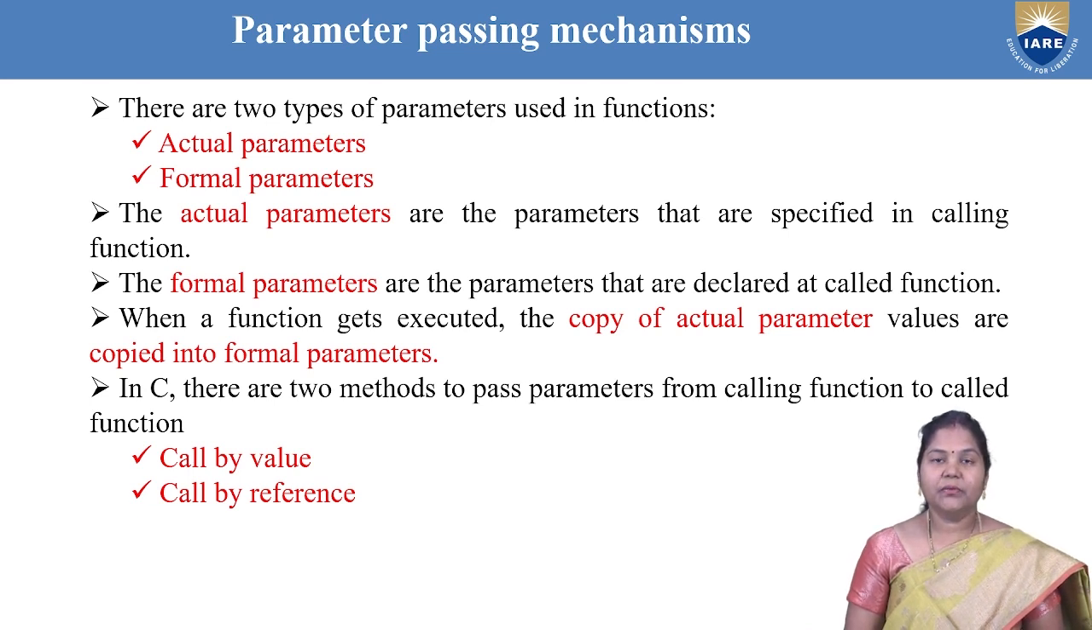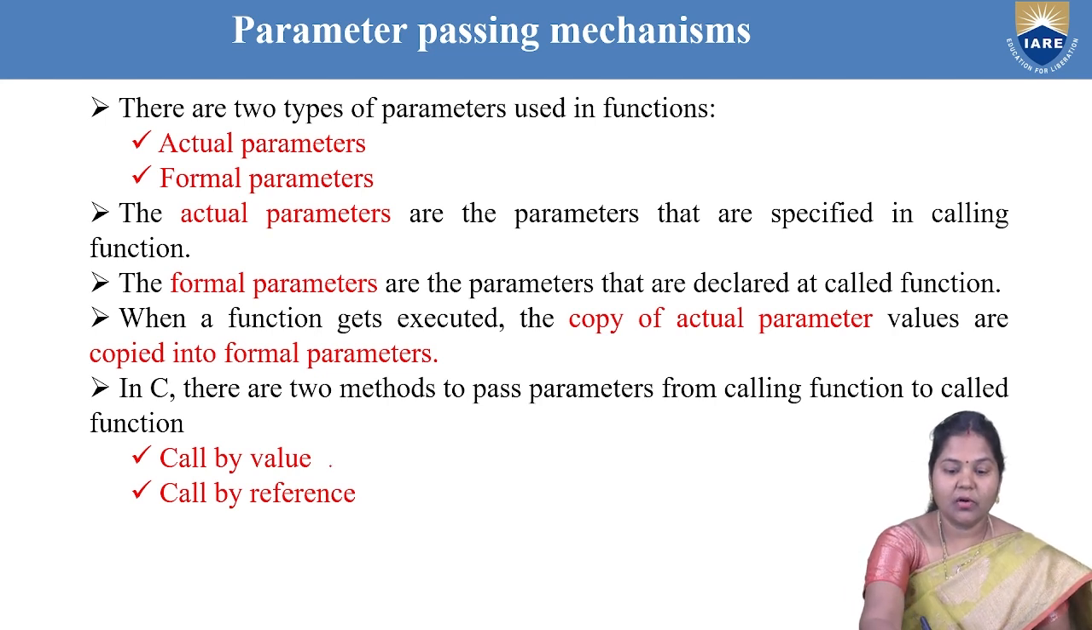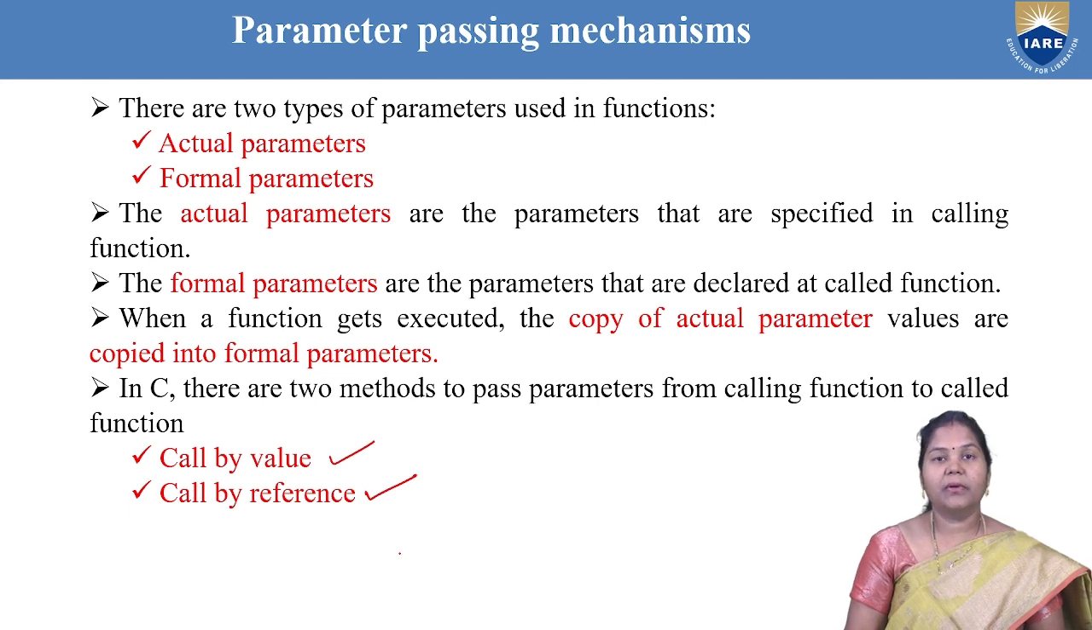Now, next, coming to the parameter passing mechanisms in C language, there are two types of parameters available. One is called the actual parameter and the other is the formal parameter. And there are two methods to pass parameters from calling function to called function. One is called call by value or pass by value. Another one is called call by reference or pass by reference.